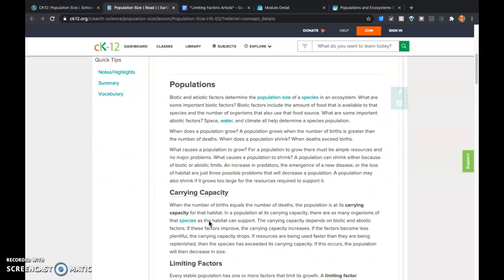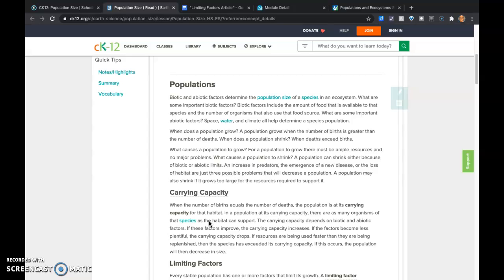Populations. Biotic and abiotic factors determine the population size of a species in an ecosystem. What are some important biotic factors? Biotic factors include the amount of food that is available to that species and the number of organisms that also use that food source. What are some important abiotic factors? Well, space, water, and climate all help to determine a species' population.